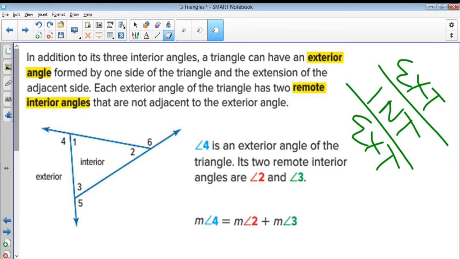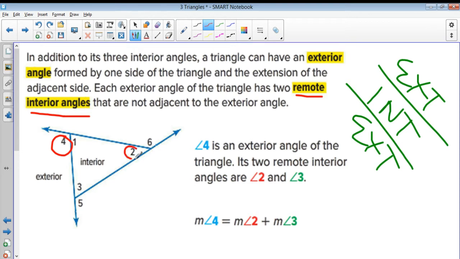Also, let's talk about what remote interior angles are. This sounds very difficult, but it's actually quite simple. Here, remote means far away, or the angles that are farthest away. If a celebrity goes on a vacation to a remote location or a remote desert island, we're talking about an island that is really, really far away. So if I'm looking at exterior angle 4, the remote interior angles to angle 4 are the angles that are farthest away. That is angle 2 and angle 3, because they are the angles that are farthest away from angle 4.